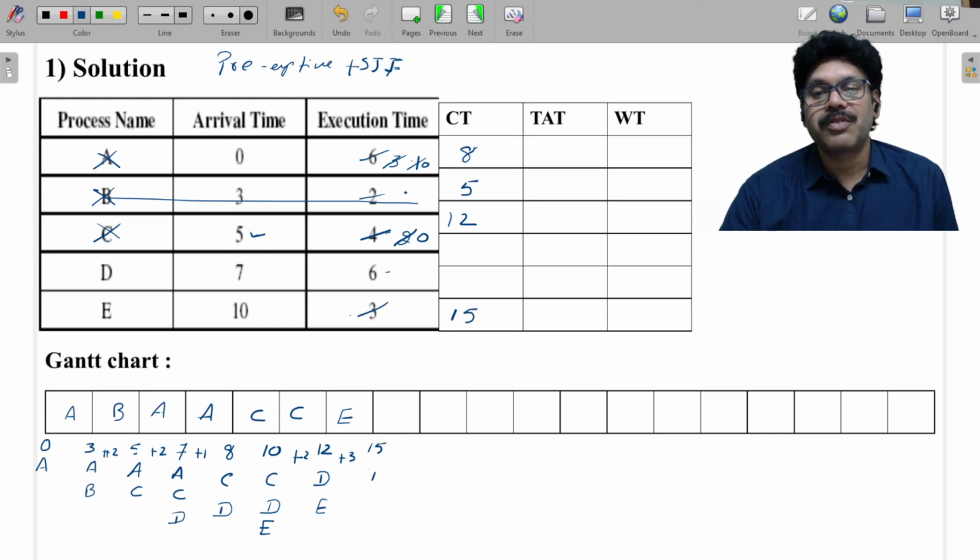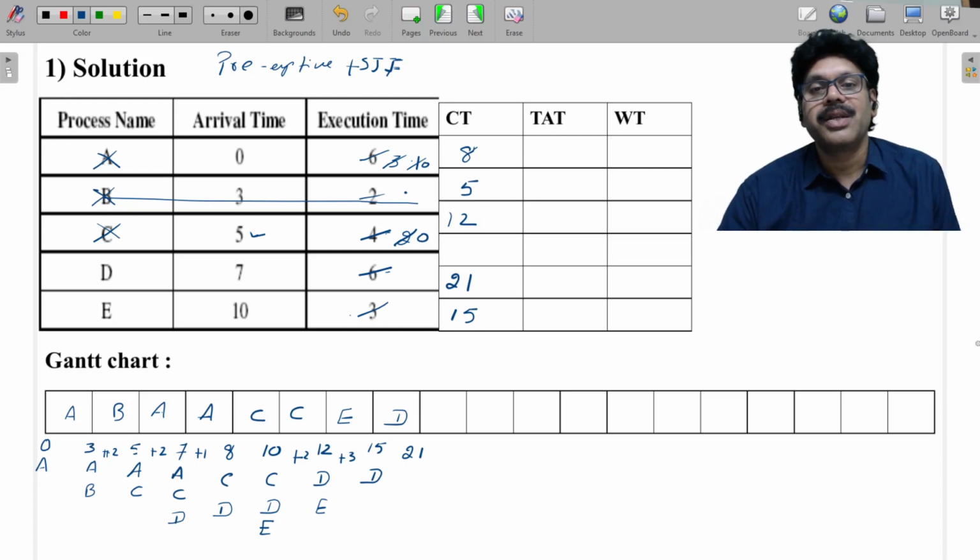Only one process is left, that is D. There is no race because there is only one process, so no CPU scheduling is required. Take it for granted: whenever the ready queue has only one process, you can execute it directly without any process scheduling algorithm. So D runs quietly for 6 units, and by 21, D also got completed. That's it. So C completed at 12, A completed at 8, B completed at 5.